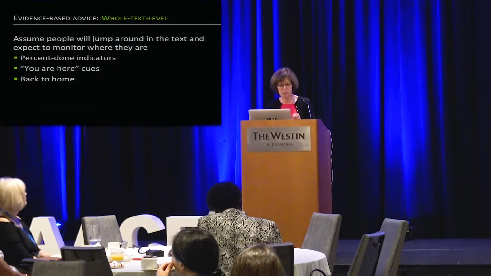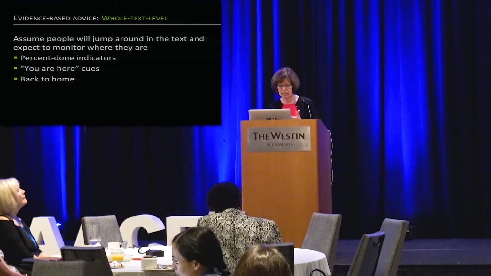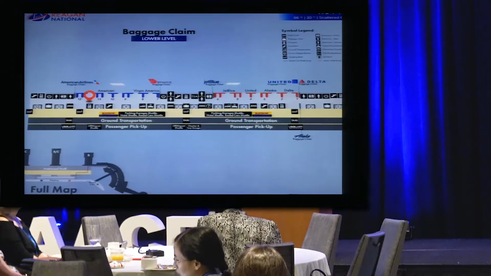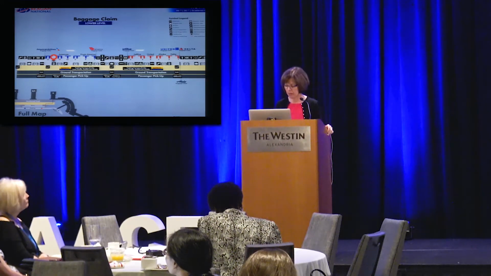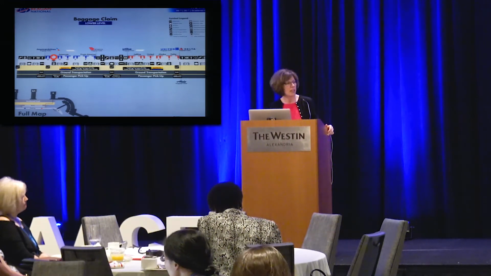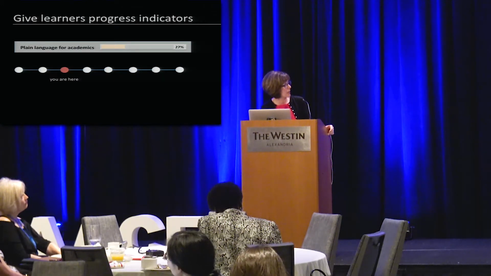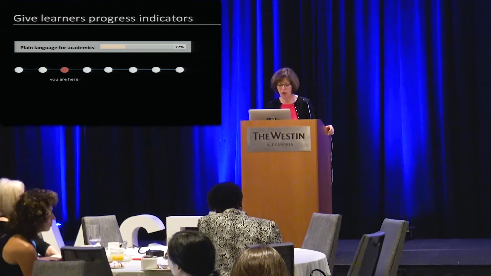And so it's important that we provide things like percent done indicators, you are here cues, back to home, the same kind of thing that you would find in good signage in an airport. I took this picture just 2 or 3 days ago, when I came into Reagan National. Notice the big red dot that looks like a little magnifying glass. It's animated, jumping when you see it, so you know exactly where you are. And we want the same kind of feeling when we get to e-learning environments. We want to see how far we've gone, where we've been.